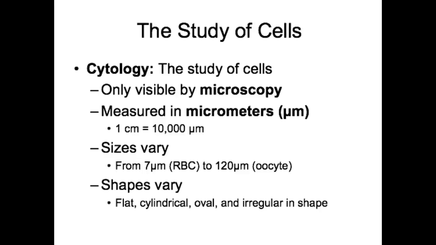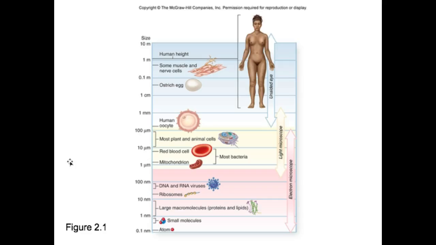Sizes vary from 7 microns for the RBC to 120 microns for the oocyte. The RBC refers to red blood cells. There are even larger, actually egg cells, I think, are the largest single cells. The chicken egg, as you know it, that is not one cell. That is made up of multiple cells at that point. Shapes vary from flat, cylindrical, oval, and irregular in shape. We have names for each of those shapes. You're going to hear the word squamous a lot in the next couple of weeks, for example.